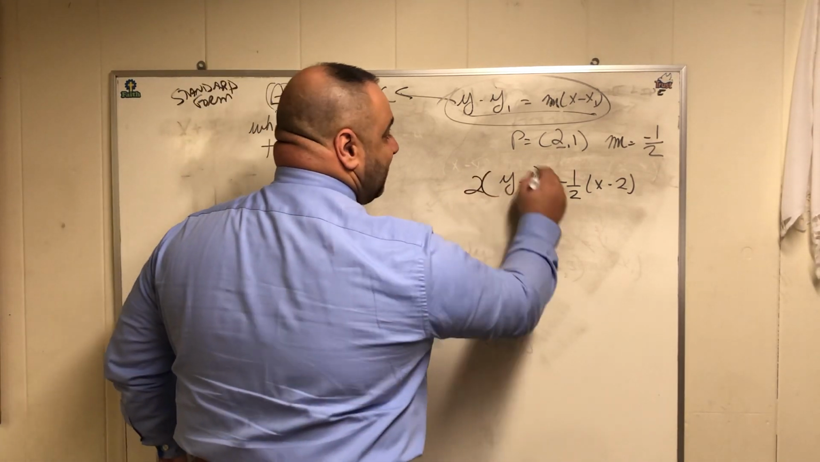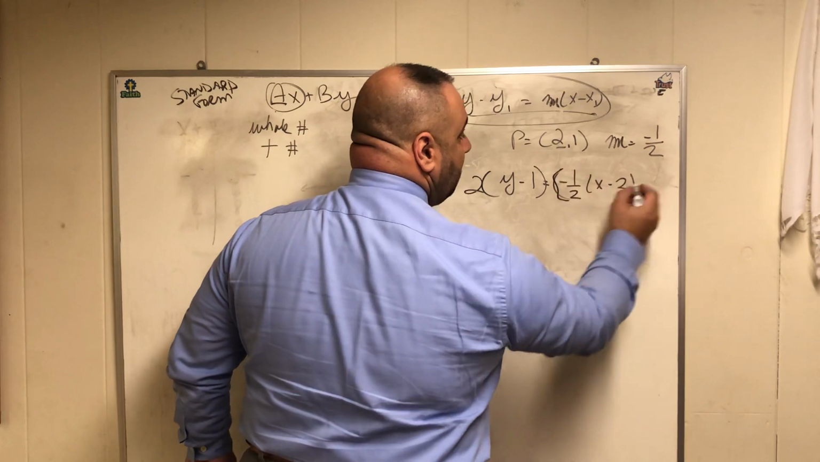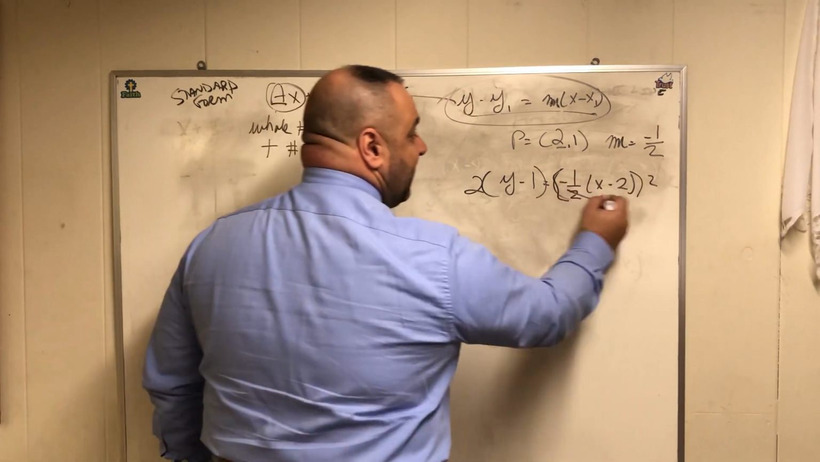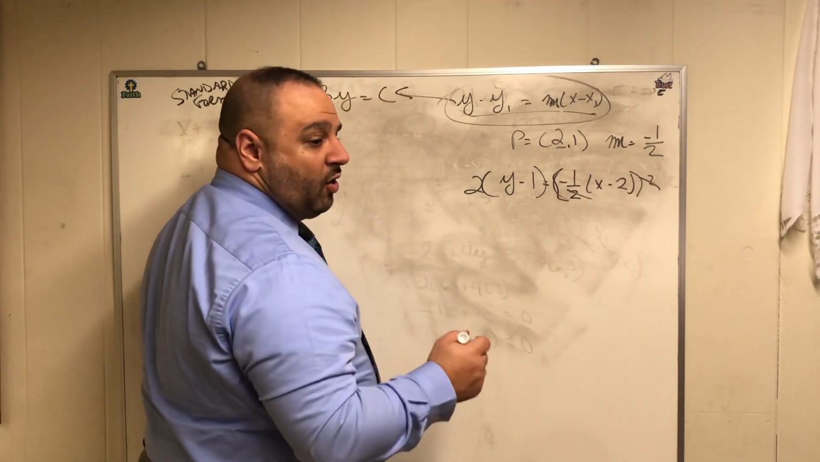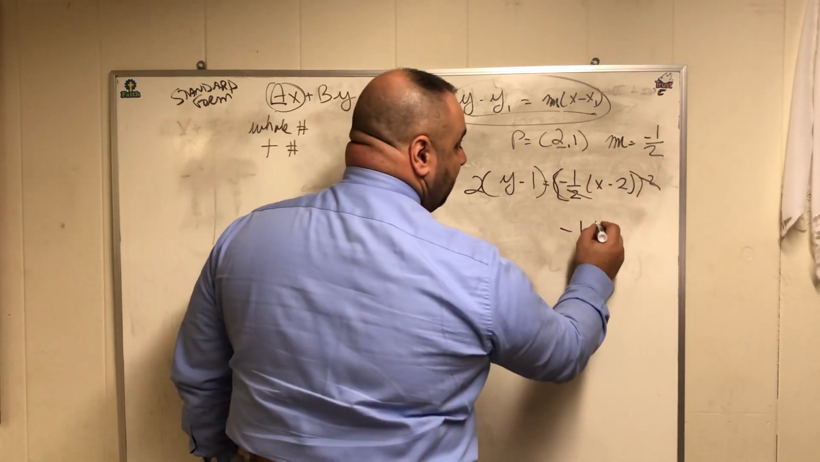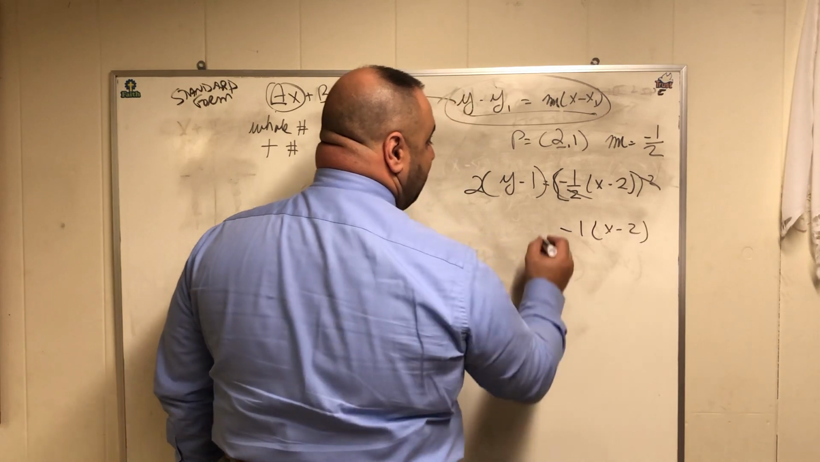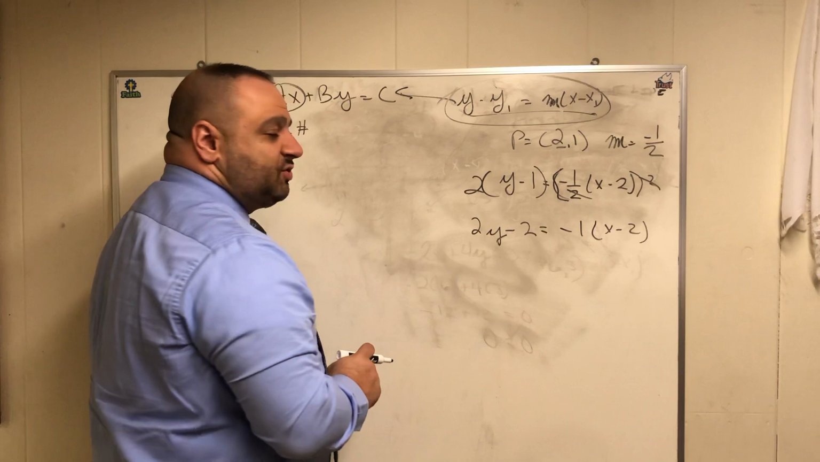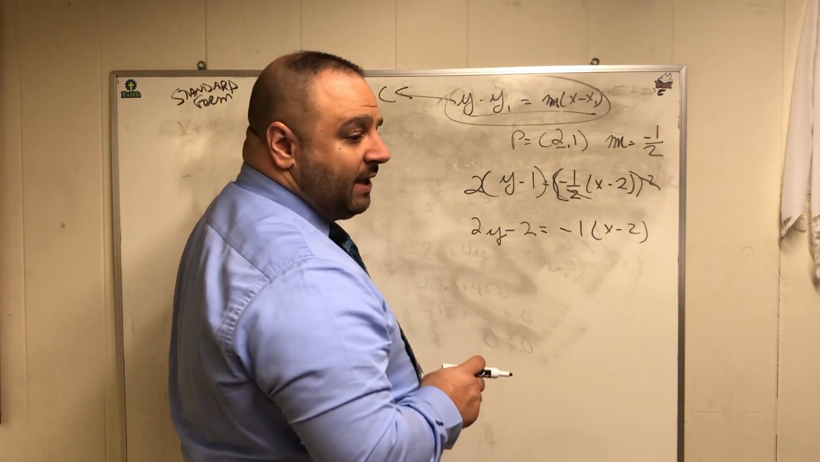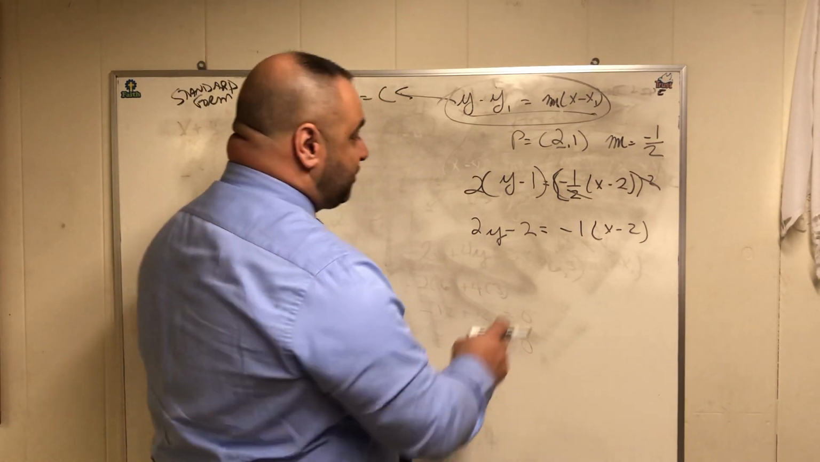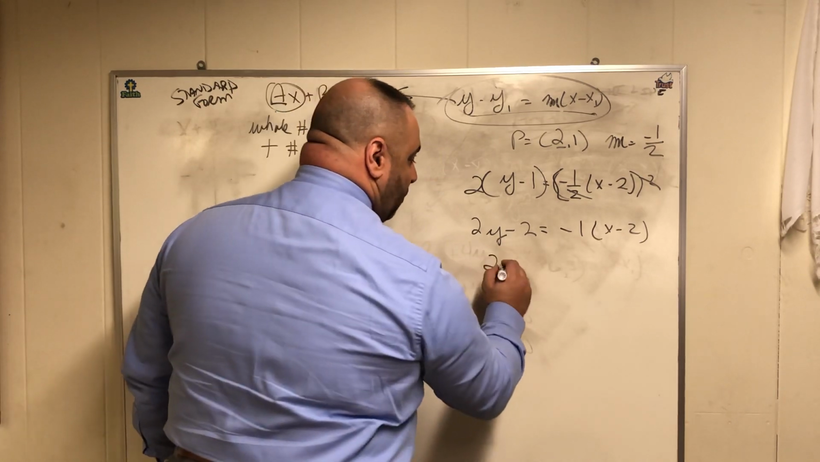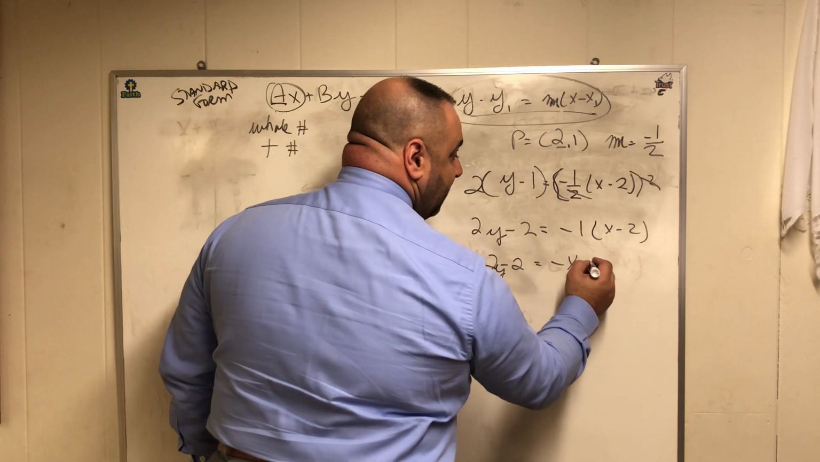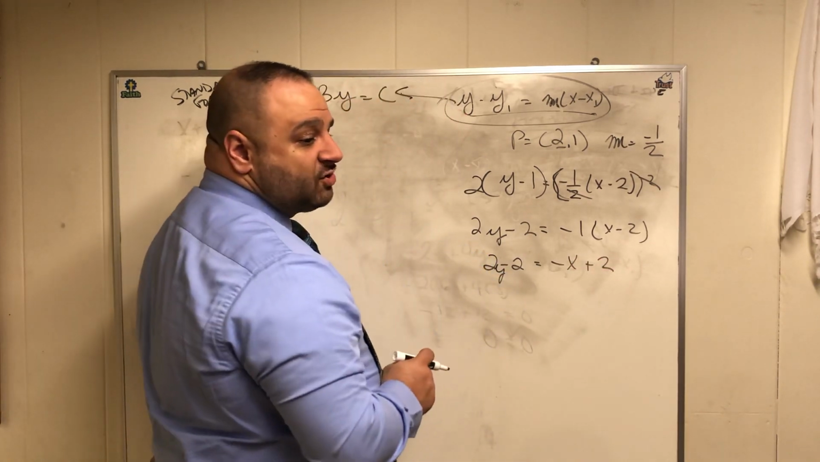So I'm going to go like this. Okay? So this cancels out here. All right, so now all I have is negative 1, x minus 2 on this side, equals, and then we have 2y minus 2. Now we can simplify this. So 2y minus 2 equals negative x plus 2. All right, so now we have that.